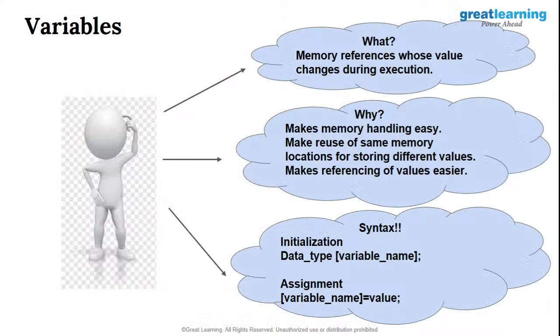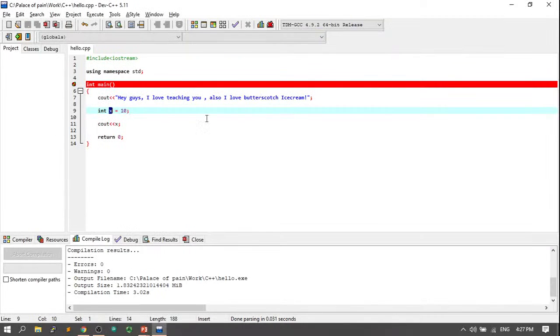If you look at the definition, it's memory references whose value changes during execution. Now that's a little bit more complicated, so let me just dumb it down. Variables are basically like storage places. You store values within them and you use these variables to perform certain actions.